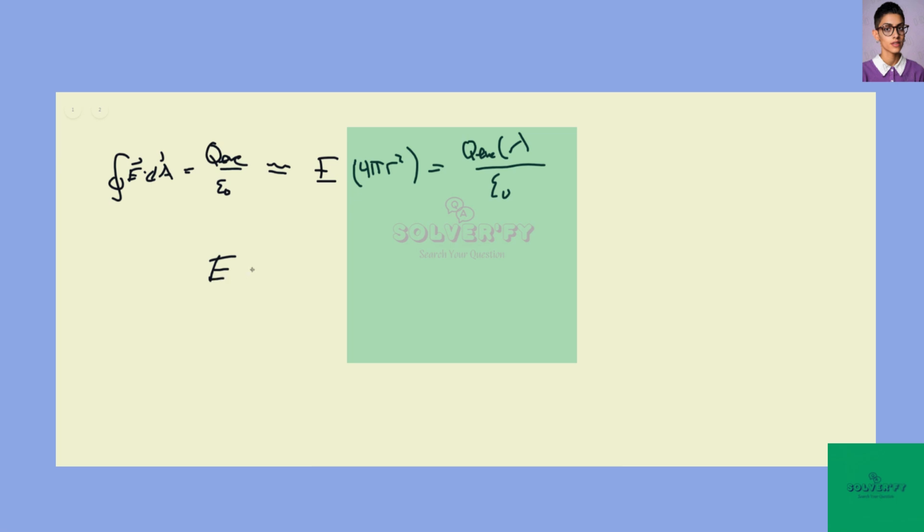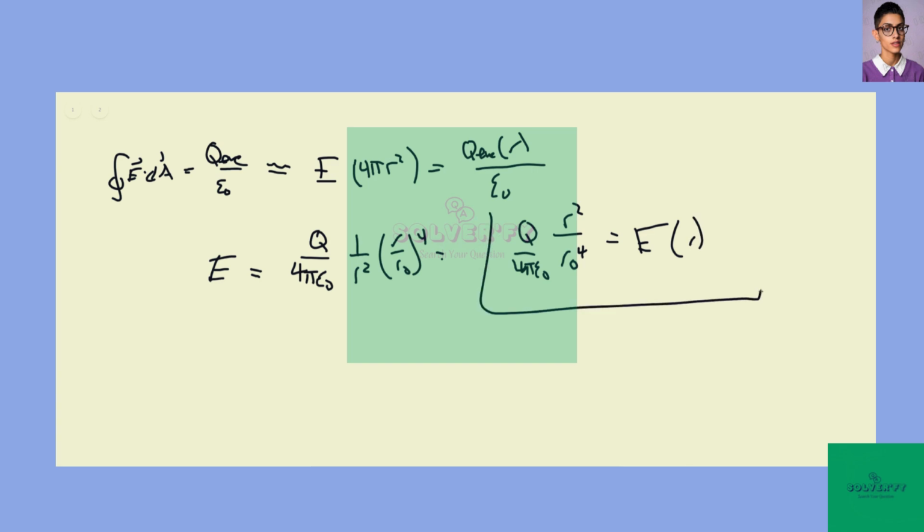So our E now becomes Q over 4 pi epsilon naught times 1 over r squared times r over r naught to the 4th. Or we can write this better, Q over 4 pi epsilon naught times r squared over r naught to the 4th. And this is E as a function of r. We see that it's positive, so we know that the electric field is pointing radially outward. Cool.